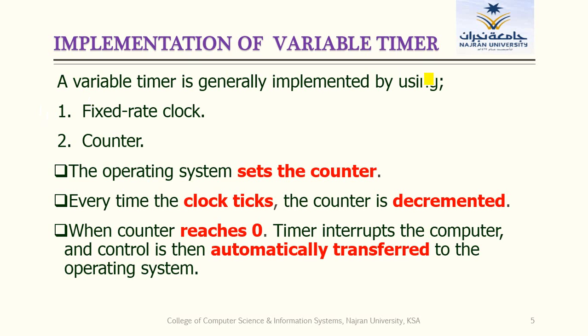To implement a variable timer, we need two things. The first is a fixed rate clock and a counter. What is a counter? A counter is actually a variable that we will declare, and we will use the clock to update our variable counter. So what will the operating system do? The first task, the operating system sets the counter.